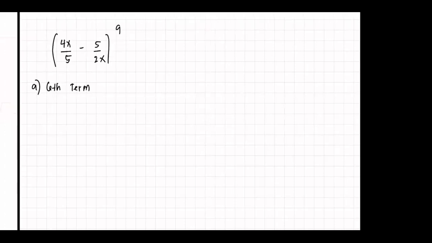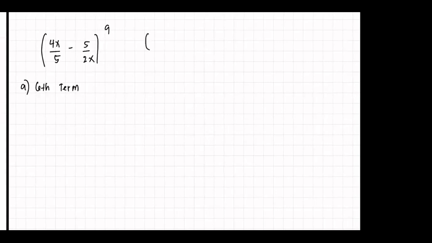Lagay lang ako ng another paper. So yung problem natin is (4x over 5 minus 5 over 2x) raised to 9. Pinapahanap sa atin una is yung sixth term. Sa original natin, ito is corresponding sa x, tapos plus, ito corresponding siya sa y. So sixth term, ang n natin is 9 and then yung r term natin is 6.